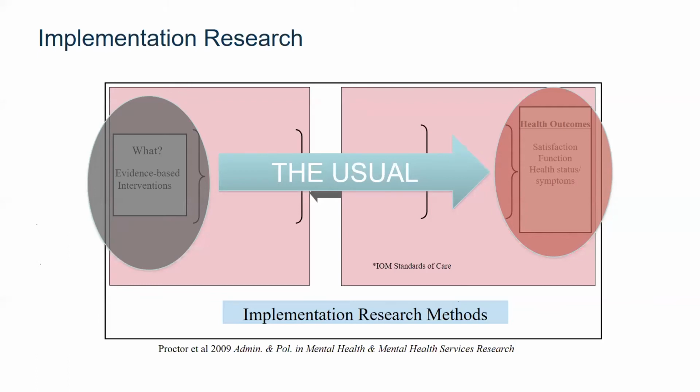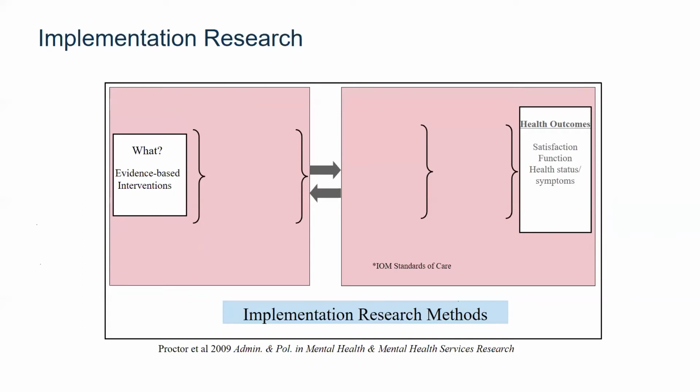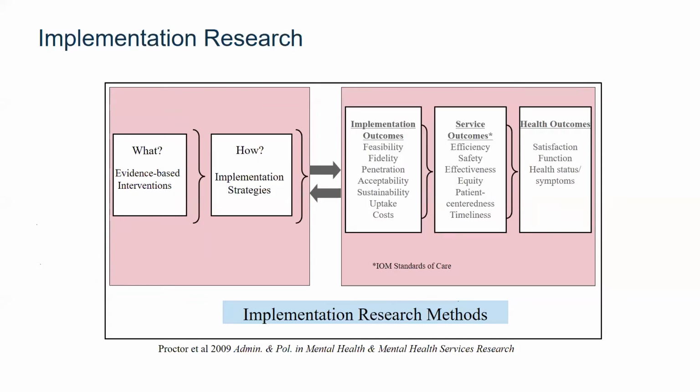But what we jump over is this important middle, which if you move, Cassidy, the slide forward, you can see that's the question of how. So what implementation strategies will support the ability of those interventions to be delivered in a whole variety of settings in which people are seeking care. And importantly, what are the implementation outcomes? So how do we know that those strategies are working to ensure interventions are being delivered?